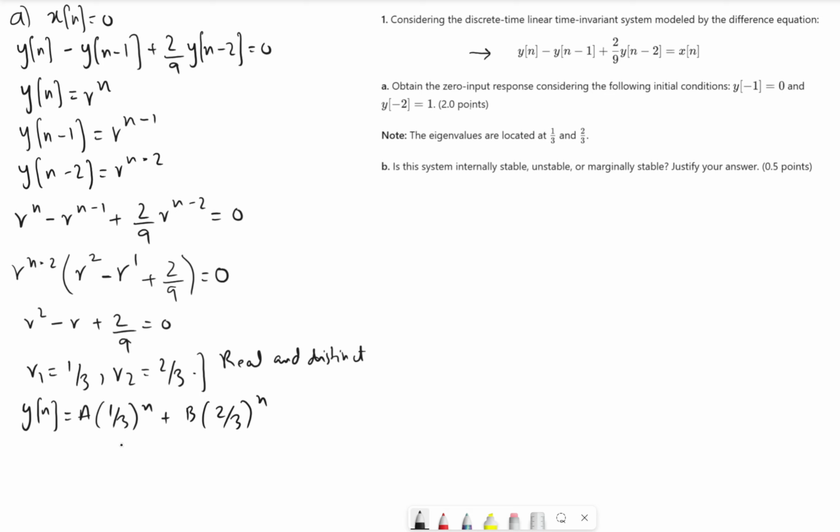Okay, so this is the general solution. Now we need to find the constants a and b, and we are also given the initial conditions. So we'll use these initial conditions to get a and b.